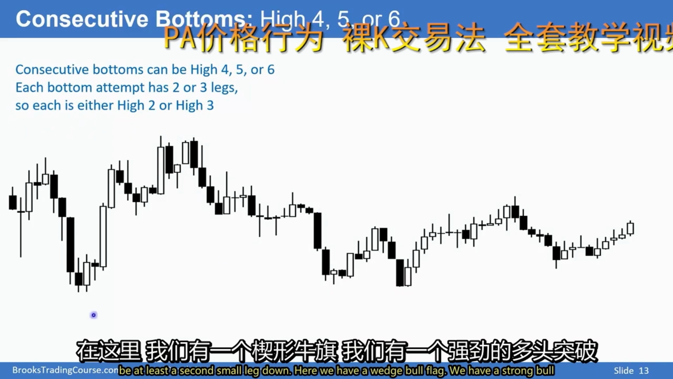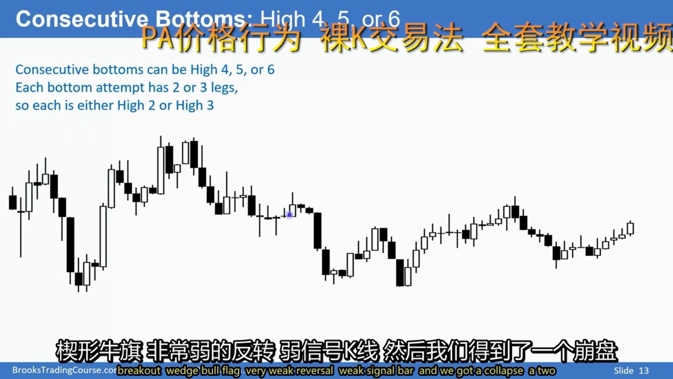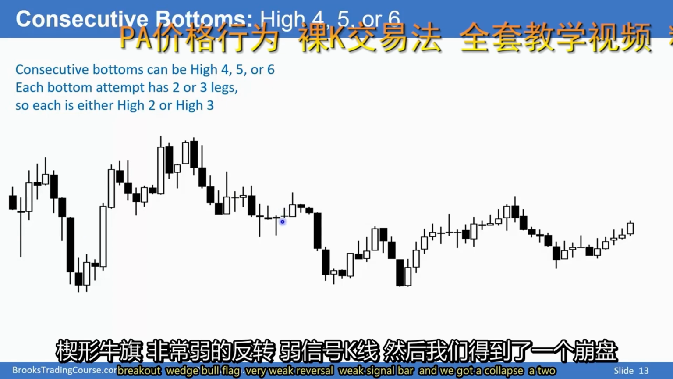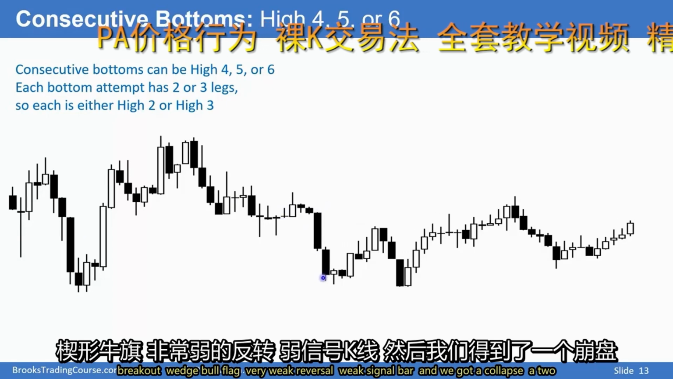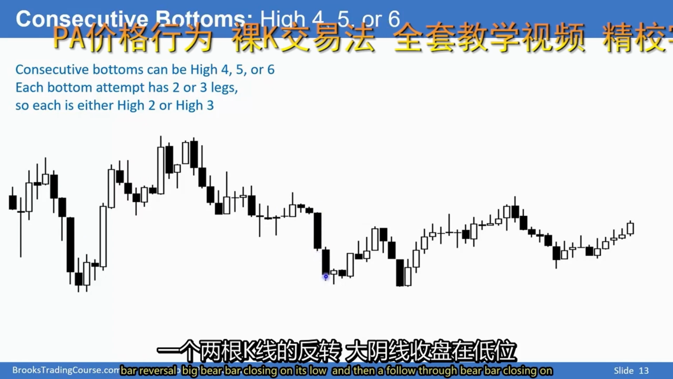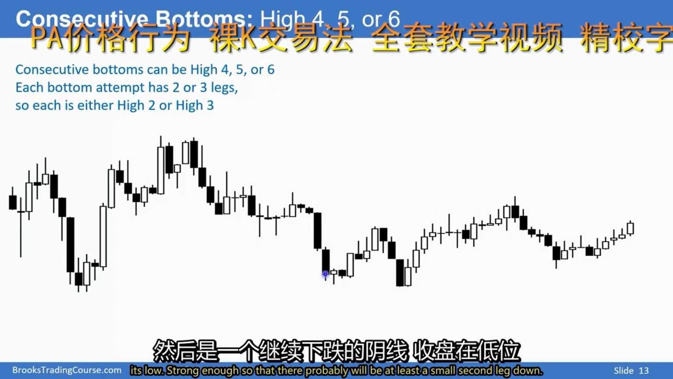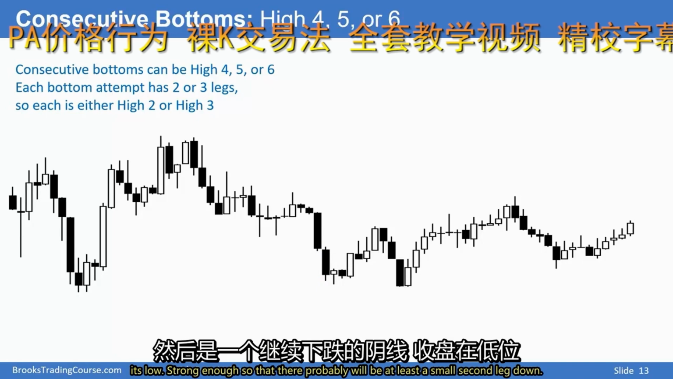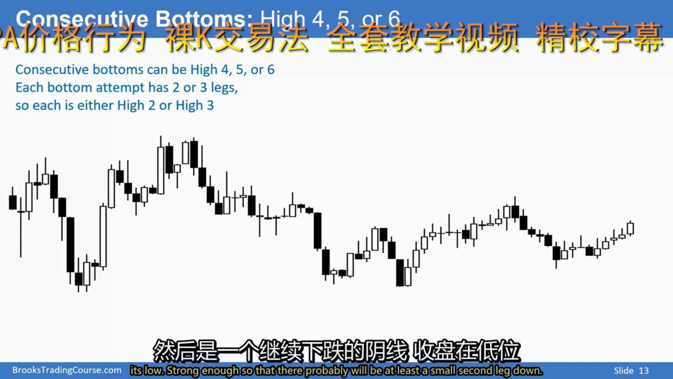Here we have a wedge bull flag. We have a strong bull breakout, wedge bull flag, very weak reversal, weak signal bar, and we got a collapse, a 2-bar reversal. Big bear bar closing on its low, and then a follow-through bear bar closing on its low. Strong enough so that there probably will be at least a small second leg down.